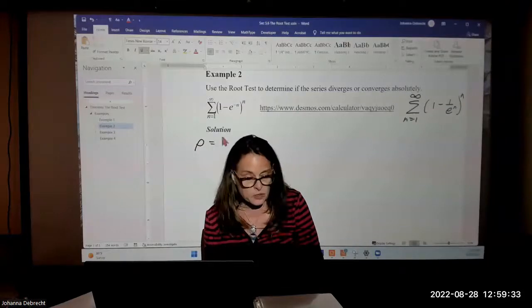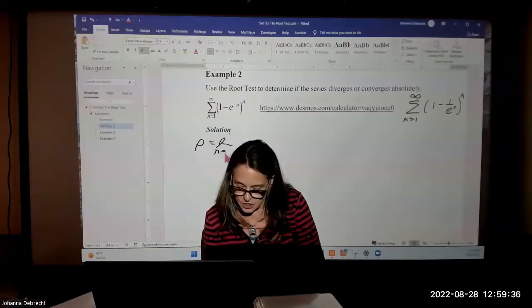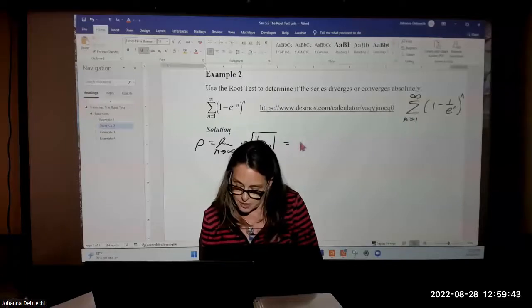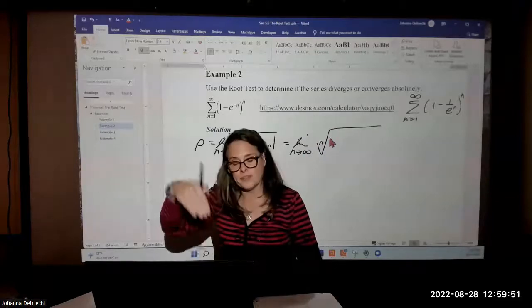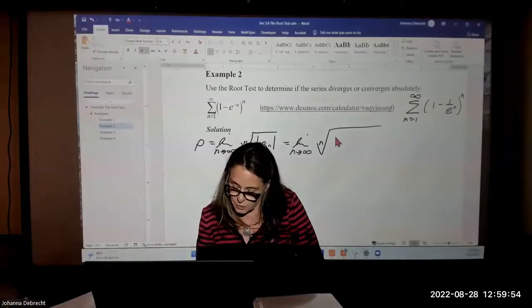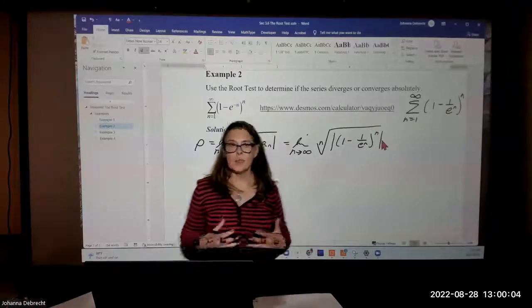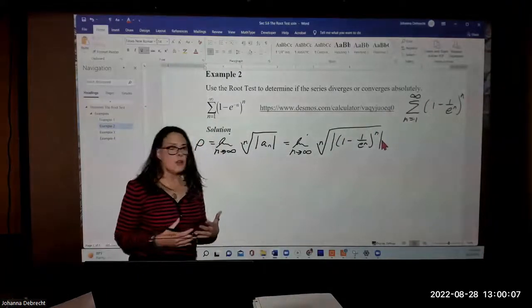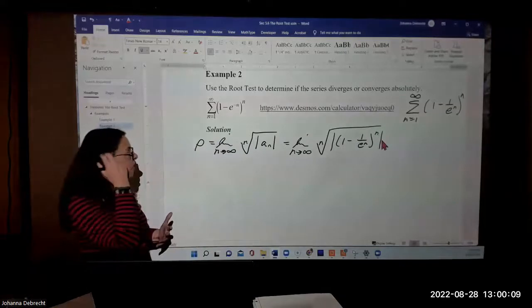So we're going to use the root test now, and we get rho is equal to the limit as n goes to infinity of the nth root of the absolute value of a sub n. So this is going to be the limit as n goes to infinity, and make your radical, make the n really fit inside that notch, of the nth root of the absolute value of (1 minus 1 over e to the n), all raised to the nth power. Now we have to think about whether or not those are all going to be positive and for what values they are positive.